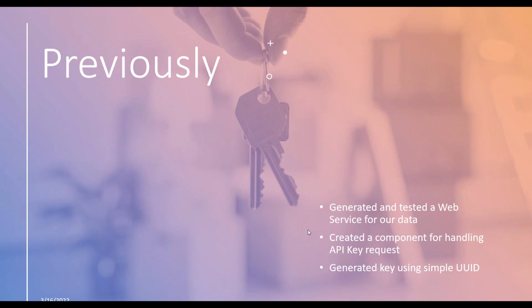So we're going to continue working on an app that we started building last time back in December, and in that we generated and tested a web service for our data. The data is coming from the sample Northwinds database, and we expose 3 tables: the customers, orders, and order details tables. We also created a component for generating an API key, and that component simply took an email address, you clicked a button, and then it generated a GUID, which had some extra information. It had curly braces and hyphens, which you may not want to keep. But that was done using just a simple UUID, a GUID.